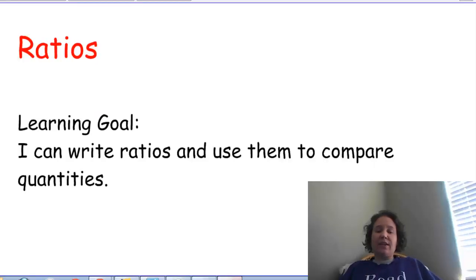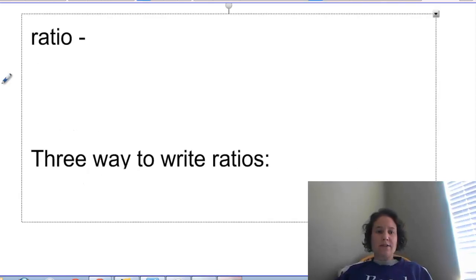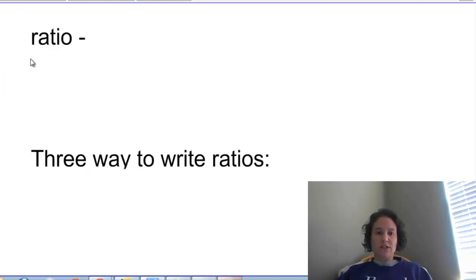Hi everybody, today's video is about ratios, and this goes with our learning goal: I can write ratios and use them to compare quantities. Okay, so we need to go over a couple definitions.